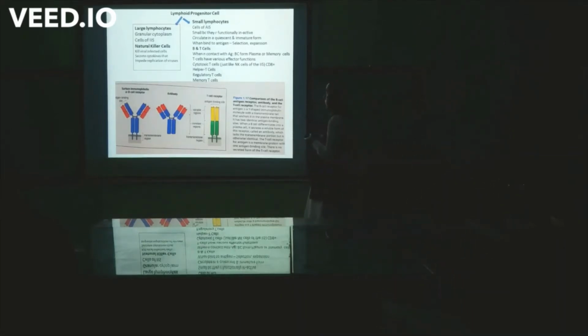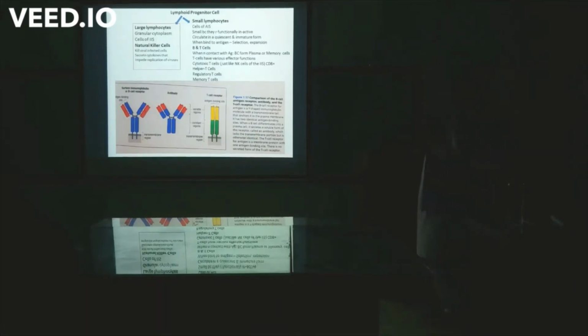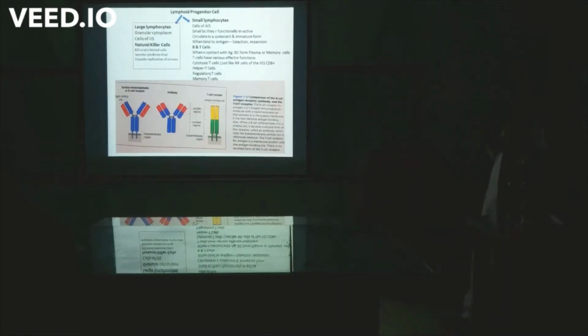They also secrete different kinds of cytokines that impede replication of these viruses. Not only do they kill the cells directly, but they can also secrete different cytokines, which are peptides secreted by these cells, which can impede the replication of viruses.